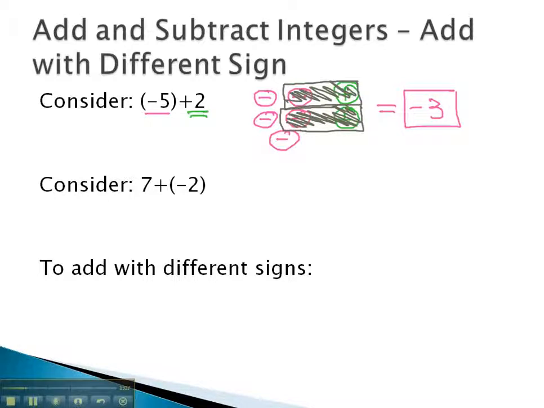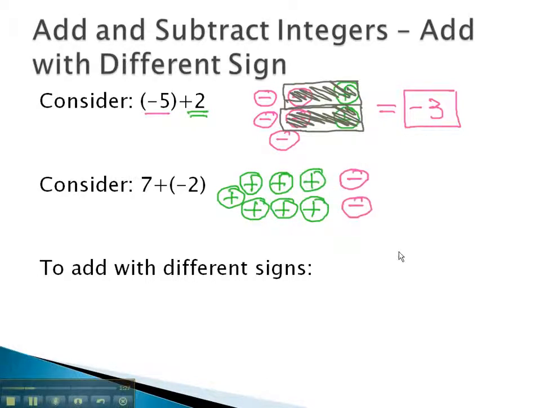This other example has 7 positives to begin with. 1, 2, 3, 4, 5, 6, 7 positives. And we're going to add to it 2 negatives, or negative 2. So there's a negative and a negative, 2 negatives. And again, we see these groupings of positives and negatives, which will subtract out to 0. In this case, what we see we're left with are 5 positives, or positive 5.